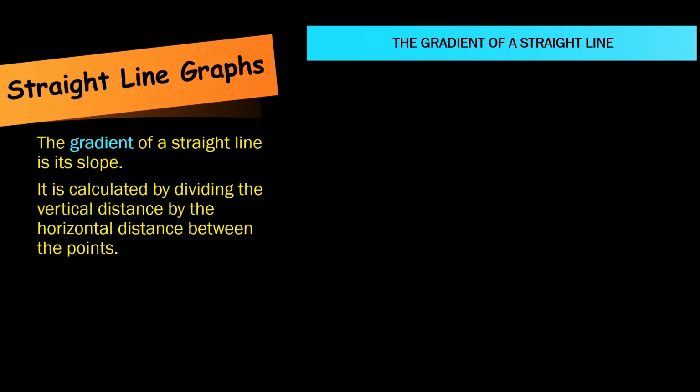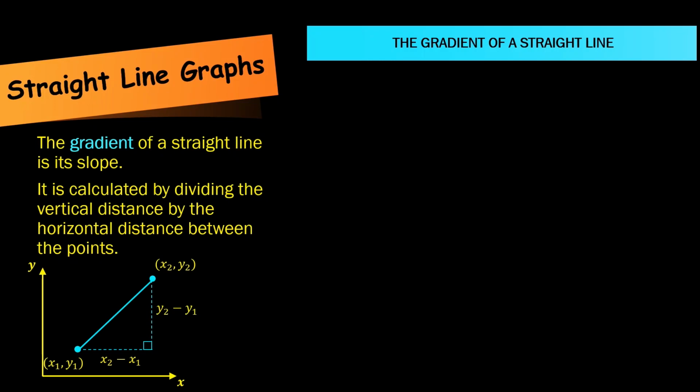The gradient of a straight line is its slope. It is calculated by dividing the vertical distance by the horizontal distance between the points. Suppose a line is joined by the points x1, y1 and x2, y2. The vertical height of the right-angled triangle generated by this line is y2 minus y1, and the horizontal length is x2 minus x1. The gradient m is therefore equal to y2 minus y1 over x2 minus x1, as shown.